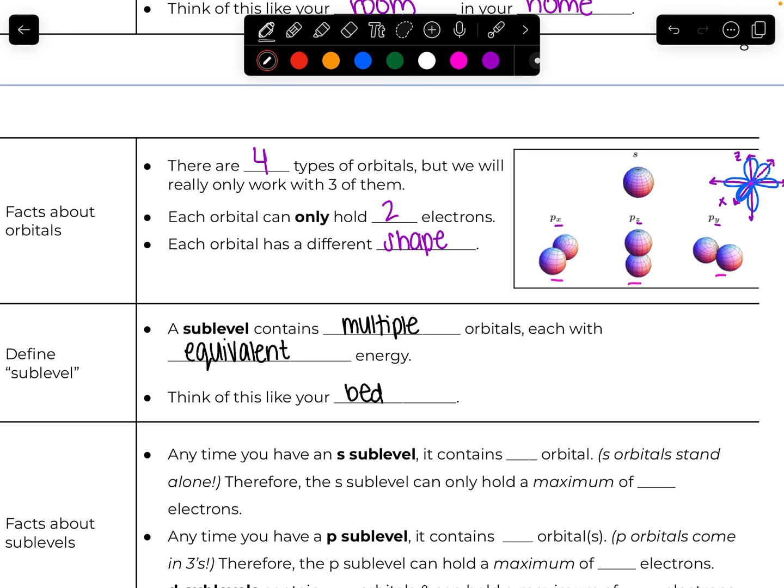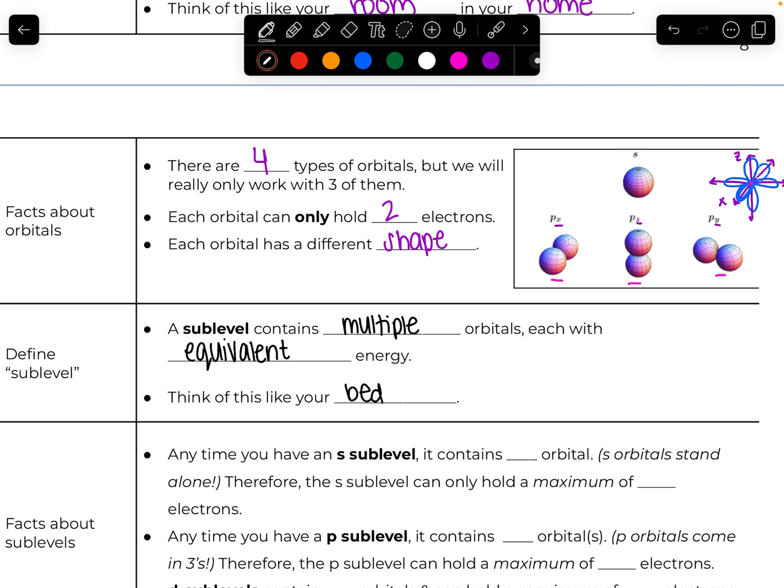Just for my analogy to work out, when I say equivalent energy, it would mean you don't have bunk beds, right? Each of you has your own separate bed within the room, but it's not like a bunk bed. Because if you had a bunk bed, one of you has to climb up into the bed, and one of you gets the downstairs. That's not equivalent energy. That one person's doing all the work every night, right? So a sublevel has multiple orbitals, and they have equivalent energy.